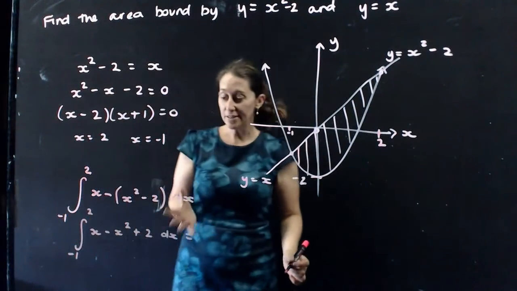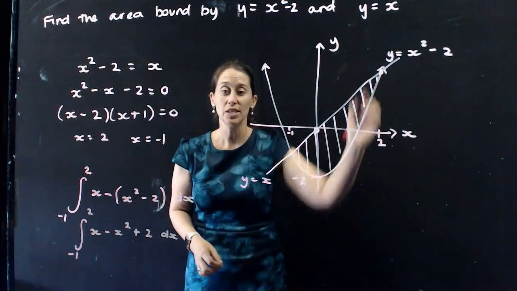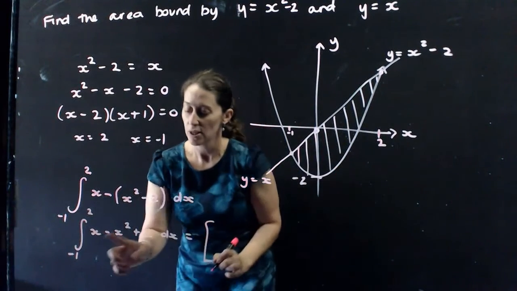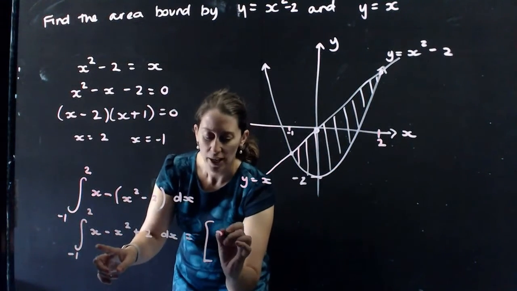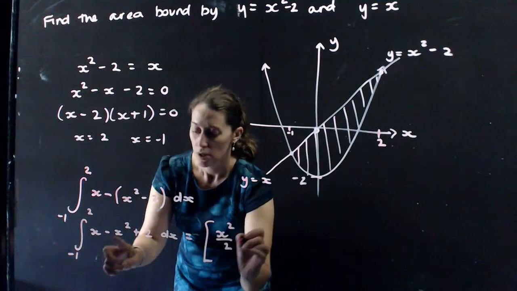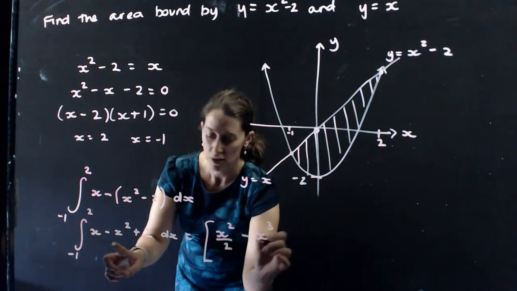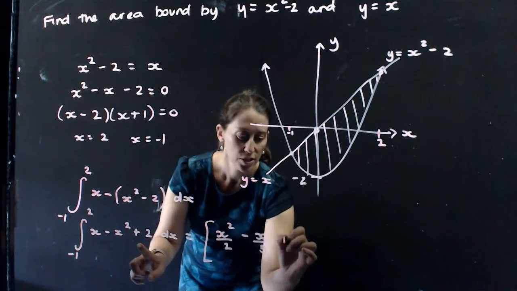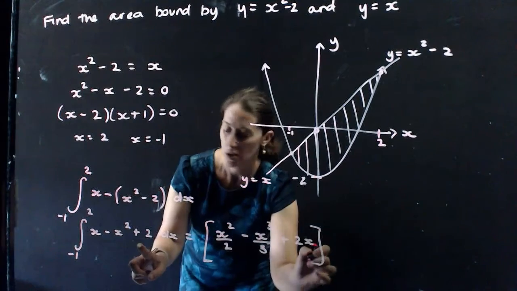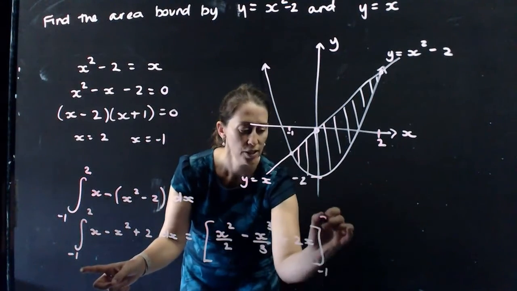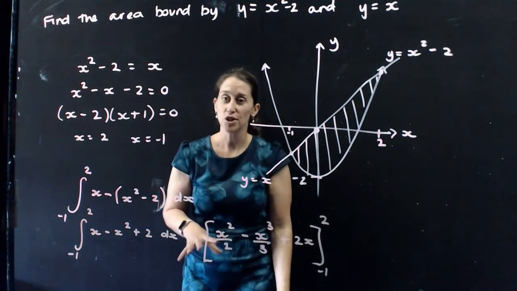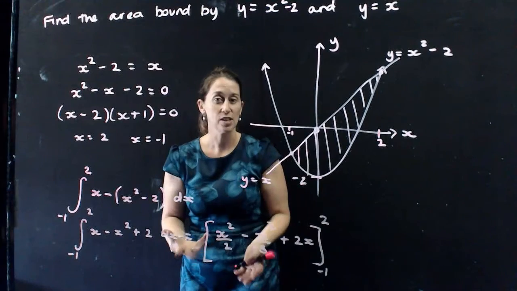Now I can go on and integrate this. This new expression will give me the desired area. So let's integrate. We get x squared over 2 minus x cubed over 3 plus 2x. And I'm integrating between minus 1 and 2.